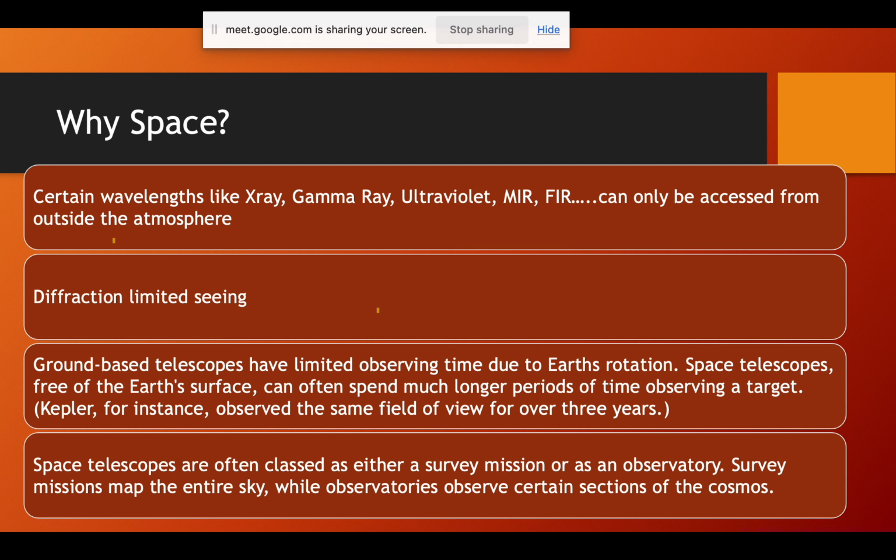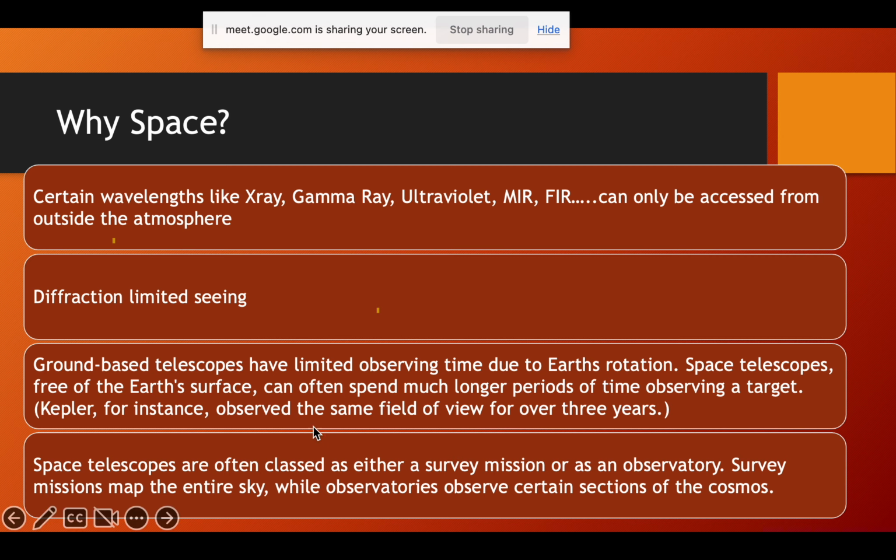They are blocked by our atmosphere, and then you have the effect of the atmosphere, which is the seeing effect, which actually causes images to get blurred. Like I mentioned, you will have diffraction limited seeing, but by going out to space, you can actually look through these other parts of the atmosphere, which otherwise would have got blurred.